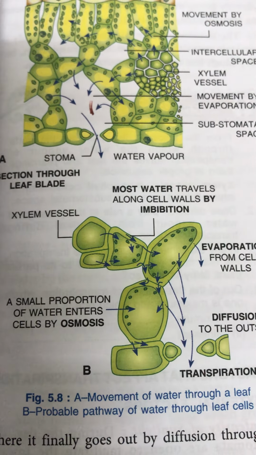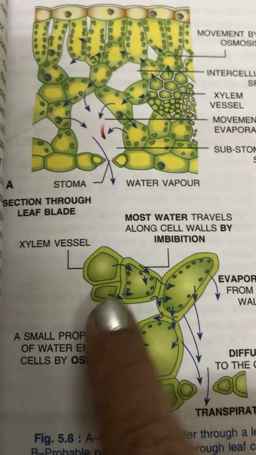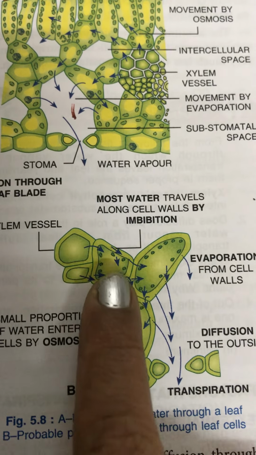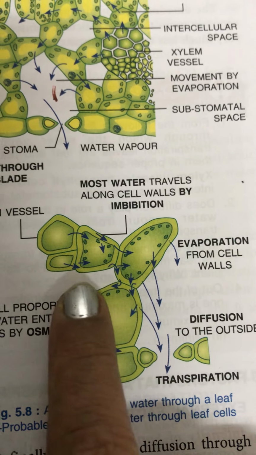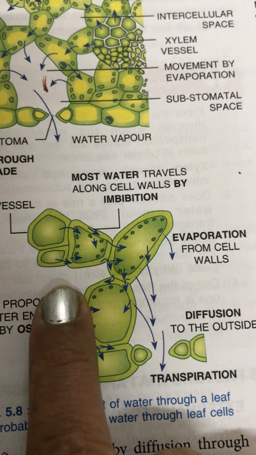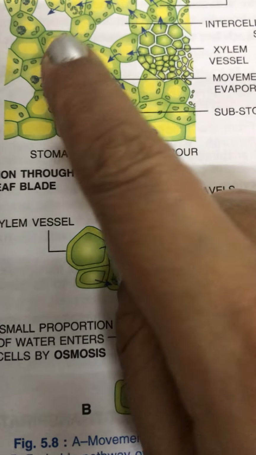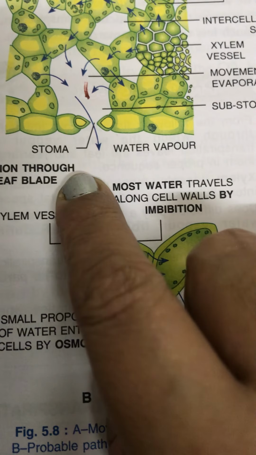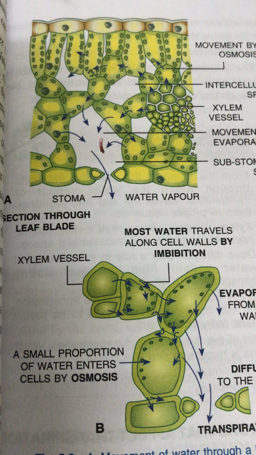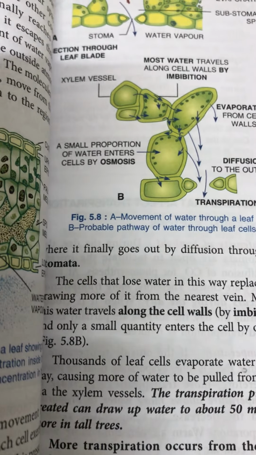You are often asked to trace the logical sequence of this. So as you can see, water moves from xylem vessels into the spongy cells, from the spongy cells into the intercellular space, from the intercellular space to the substomatal space, from the substomatal space to the stoma, and from the stoma to the outside. This is the path of the water vapor, and this is the mechanism of transpiration.